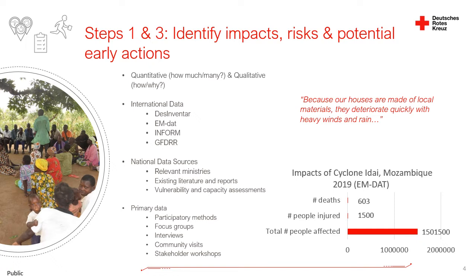Your national society or partner organizations may also have records of previously conducted vulnerability and capacity assessments or other community consultations relevant to your hazard of interest. And of course, you can collect your own primary data through consultations with communities. Participatory methods, such as vulnerability and capacity assessments, or focus group discussions, interviews, community visits, and stakeholder workshops are all excellent ways to hear directly from people affected by specific hazards.